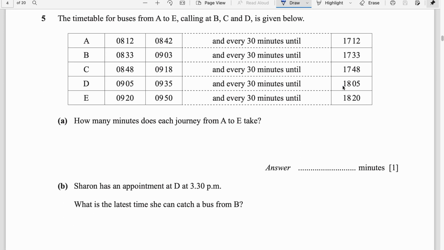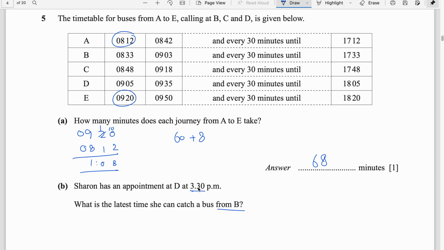Question number 5. The timetable for buses from A to E calling at B, C, D is given below. How many minutes does each journey from A to E take? So this is 9:20 and this is 8:12. So 9:20 minus 8:12. 1:08. So it takes 1 hour and 8 minutes. 1 hour is 60 minutes, so 68 minutes. Sharon had an appointment at D at 3:30 PM. Find the latest time she can reach a bus from B.